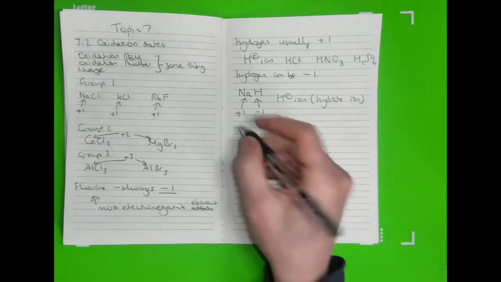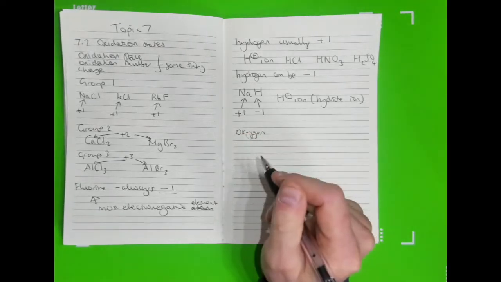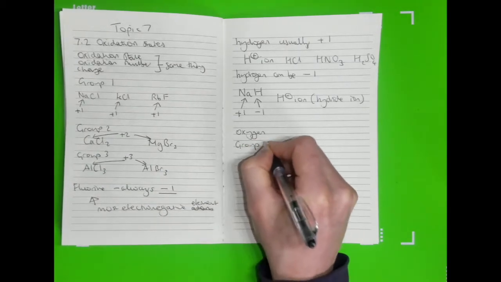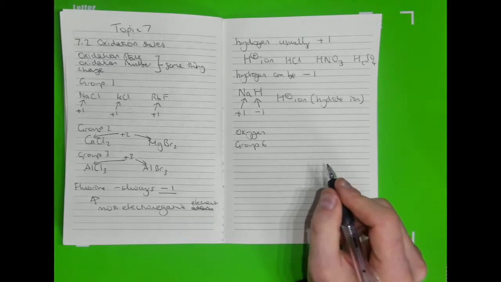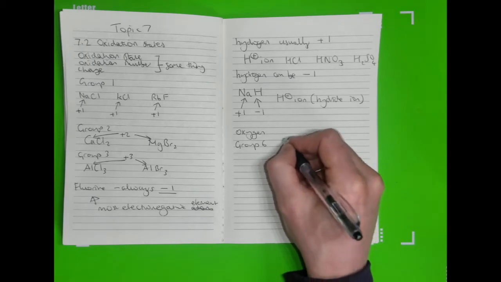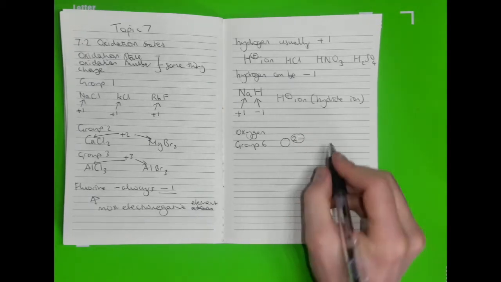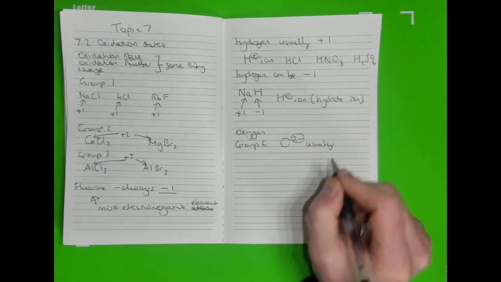Okay, the next one is oxygen. Now, oxygen is in group 6 of the periodic table, isn't it? If it's in group 6, it needs 2 more electrons for a full shell. If it needs 2 more electrons for a full shell, it would normally have an oxidation state of -2. And that is usually the case. However, there are some exceptions.